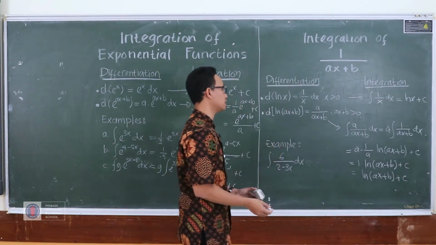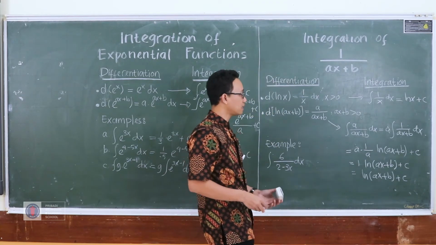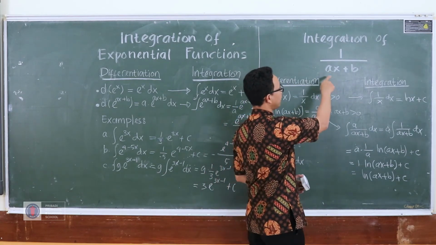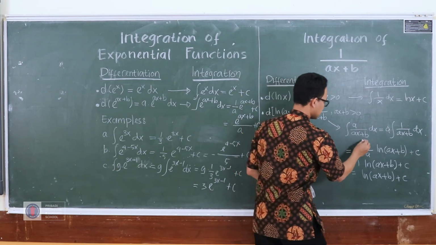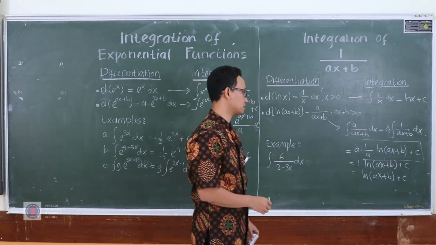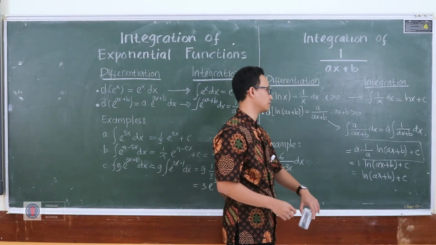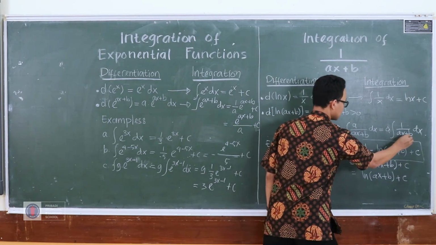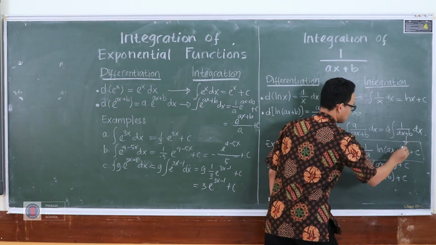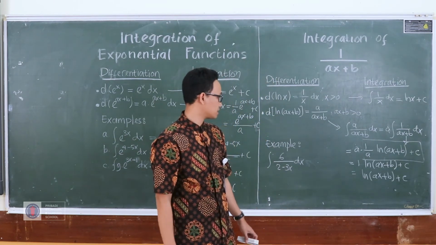So this is the derivative of this. By this you can see that the derivative of 1 over ax plus b will be this, since a is a constant from before. So the integration of this should be this box: 1 over a ln ax plus b plus c.